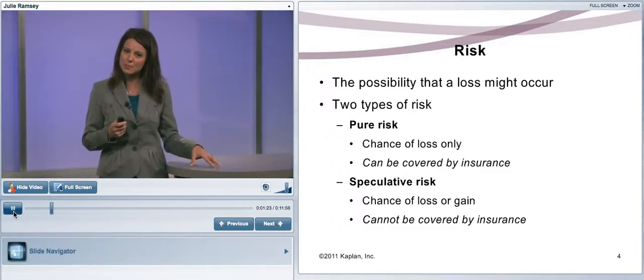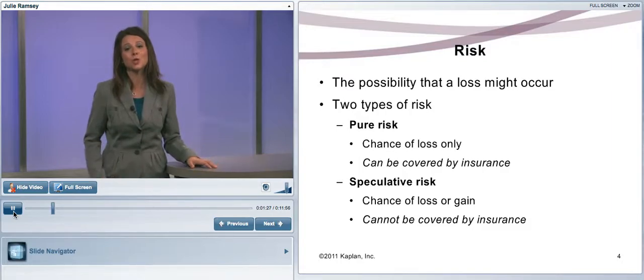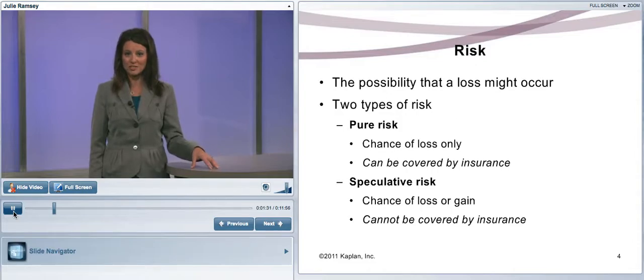And there are two types of risk. The first is pure risk, which means chance of loss only, and insurance companies will insure a pure risk. The other is speculative risk, which involves the chance of loss or gain, like gambling or the stock market.